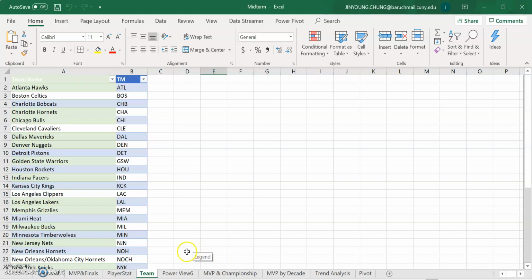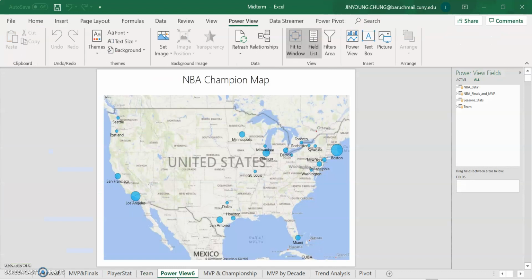The very first analysis of the project starts from the fifth worksheet called Power View 6. This shows each year's NBA champion on a map. As you can see, we have the biggest circle on Boston, followed by Los Angeles, as the Boston Celtics and LA Lakers are the two leading teams with the most championships. Even though this graphic does not show much detail, I use this visual as it illustrates which teams have the most championships and what teams have ever won the championship.